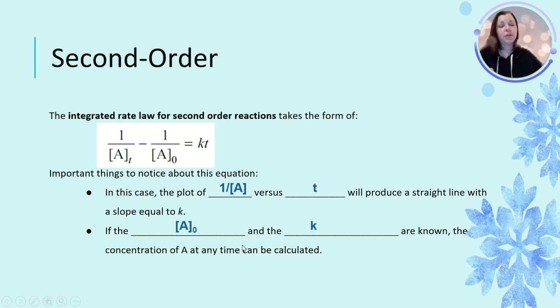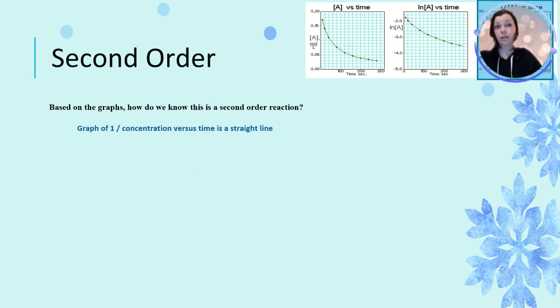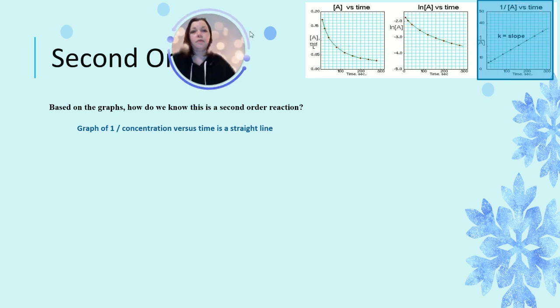So you notice that this bullet point is a little bit repetitive, but I do want to put home this idea that if you have this value and you know the rate law and you know the order, you can always calculate the concentration of A at any time, because they will ask you sometimes to do that on the exam. So based on the graphs, how do we know this is second order? Because the graph of 1 over concentration versus time gives you a straight line. And you can see that if I move my head out of the way.